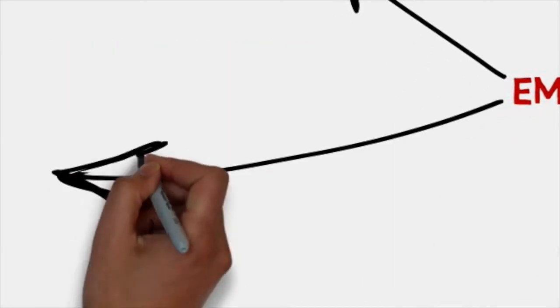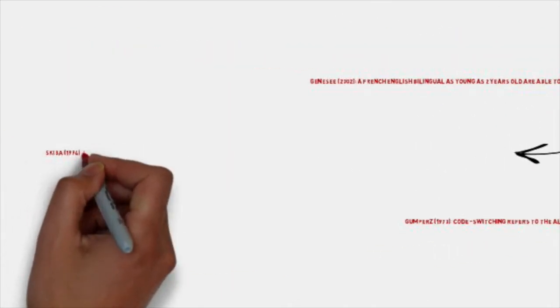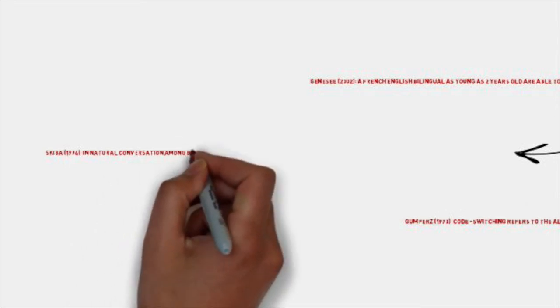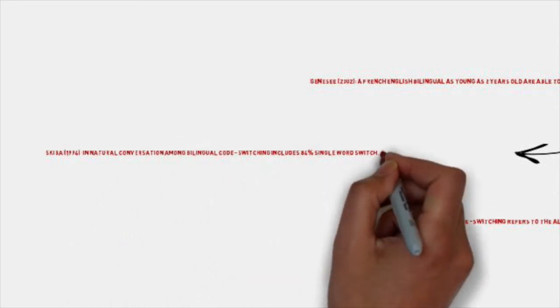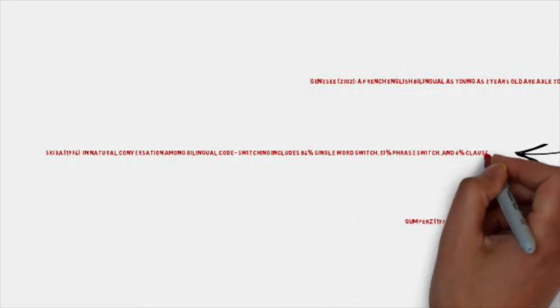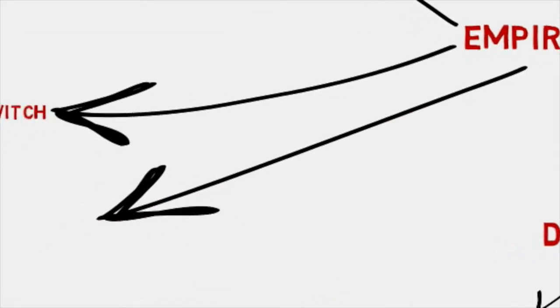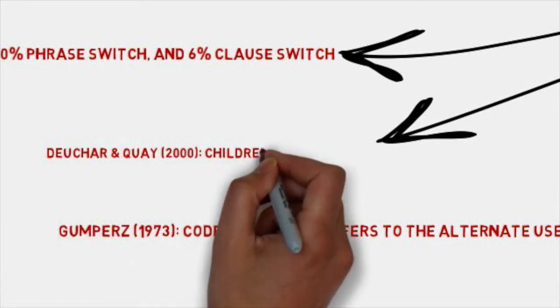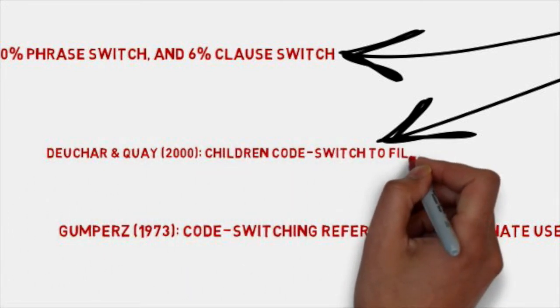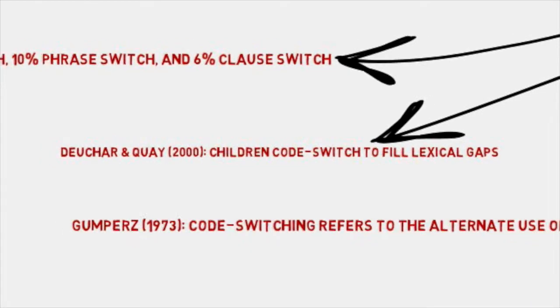Another researcher had also found that in natural conversations between two bilinguals, code switching includes 84% single word switches, 10% phrase switches, and 6% clause switches. In addition, Dusha and Key found that children code switch in order to fill their lexical gaps. Now, let's take a look at some examples in which children exemplify code switching.